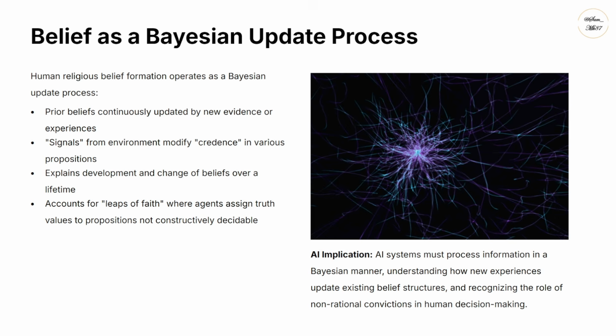For AI, this suggests a need for systems that can update their belief model over time, just like humans do, taking in new information, adjusting internal assumptions, and even grappling with uncertainty. It also points to the importance of recognizing non-rational or symbolic factors that drive human decisions, which AI must sometimes respect if it's to align well with us.